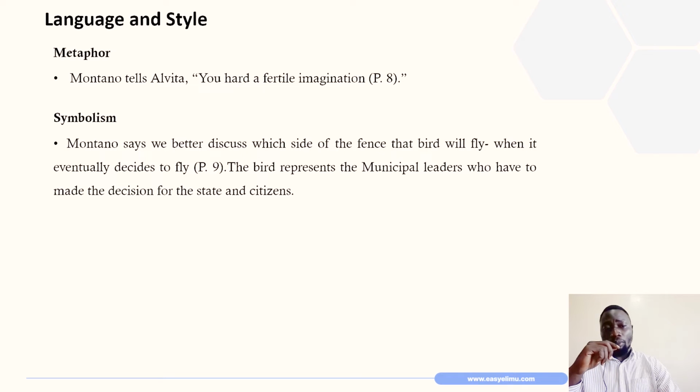So there is also symbolism, that is the use of symbols. Symbols could be objects, people, or anything that gives a representation of the message that is conveyed. Montano says that we better discuss which side of the fence that bird will fly when it eventually decides to fly. The bird in their story represents the municipal leaders who have to make the decision for the state and citizens.